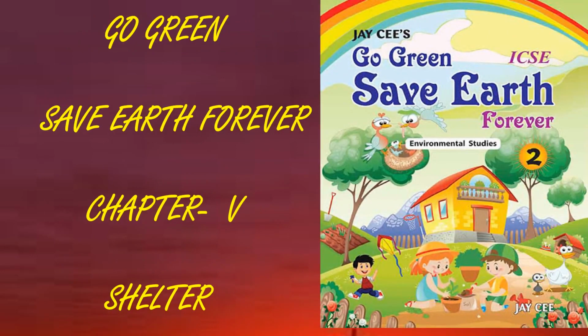As you all might not be having the environmental education book, let me give you a short introduction to your EVS book. The name of your book is Go Green, Save Earth Forever. Today we are going to study chapter 5, that is shelter.